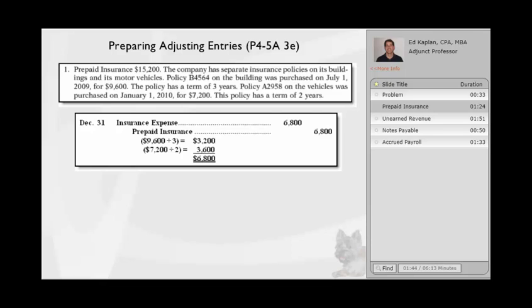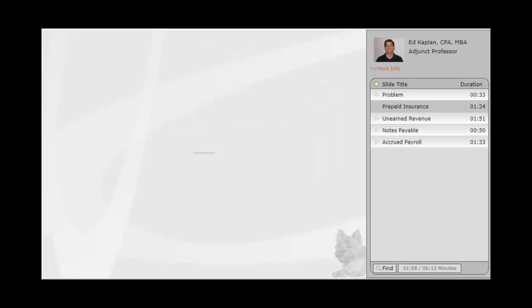So that's where we come up with the $9,600 divided by 3, or $3,200. Then we need to add to it $7,200 divided by 2. $7,200 was the policy we had on the vehicles as of the beginning.